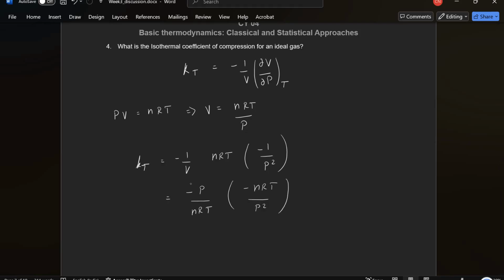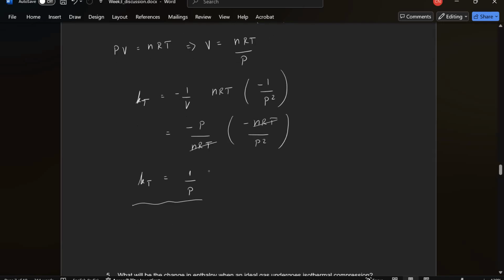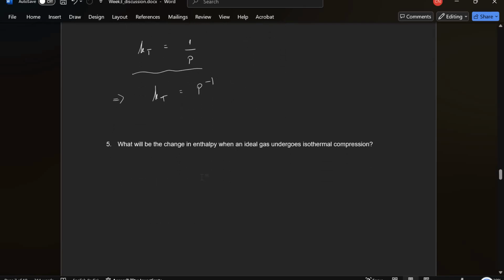That's quite straightforward. Now these terms cancel, and minus minus cancels. So for an ideal gas, KT is equal to 1 by P. So the dependence is basically P to the power minus 1. That's it. That's the fourth question.